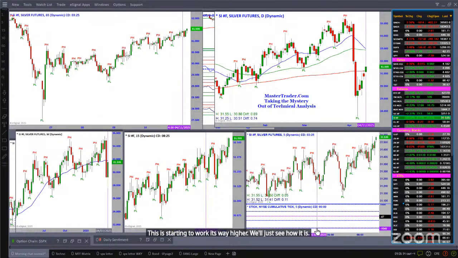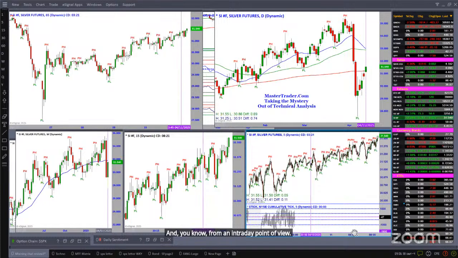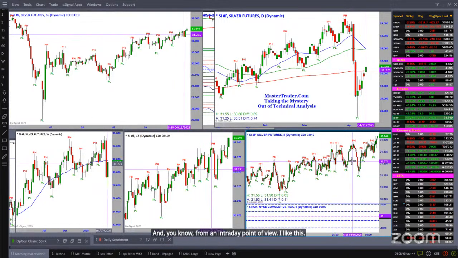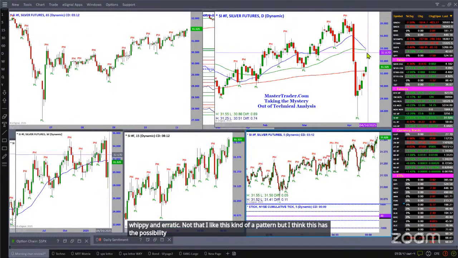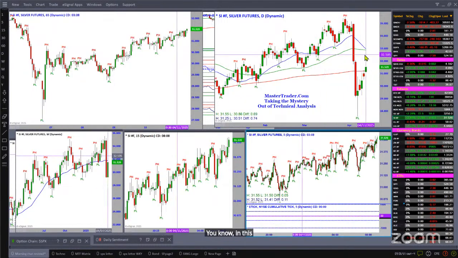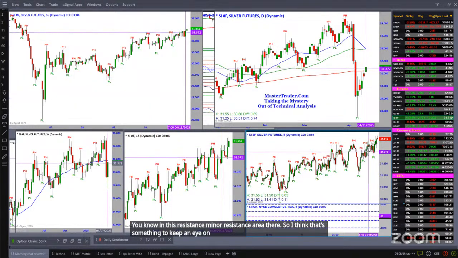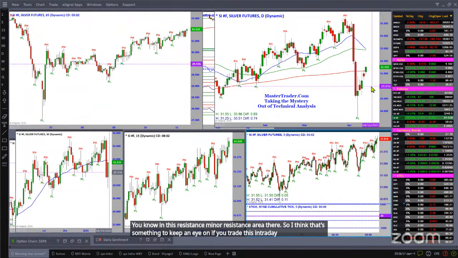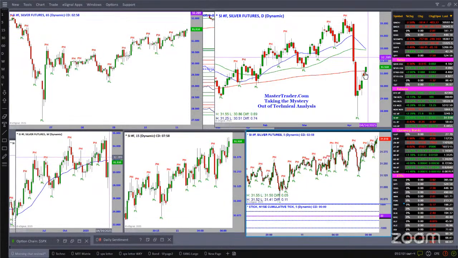And from an intraday point of view, I like this. I mean, it's really whippy and erratic. Not that I like this kind of a pattern, but I think this has the possibility to play some catch up, maybe toward the 50, in this minor resistance area there. So I think that's something to keep an eye on if you trade this intraday, or you could obviously use the ETF. But this could do some catching up.